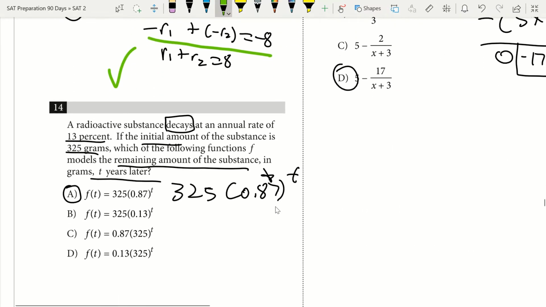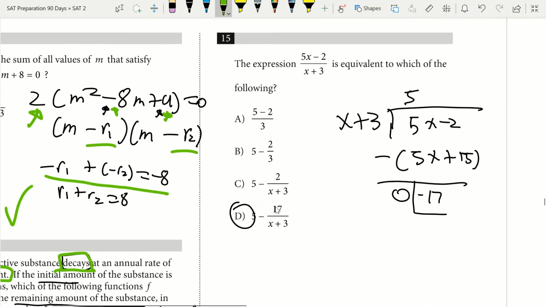14. I got decay, radioactive decay, so exponential decay. That's decaying at 13%, so whatever's left is going to be 0.87 to the power of t times my initial amount, which is 325. That one's correct as well. Okay, 15. I've got an expression right here. This is just division, so I just divide it. 5 times x gives me 5x. That cancels there. Then I got 5 times 3. That's 15. -2 minus 15. Remainder 17. That one's checked off as well.